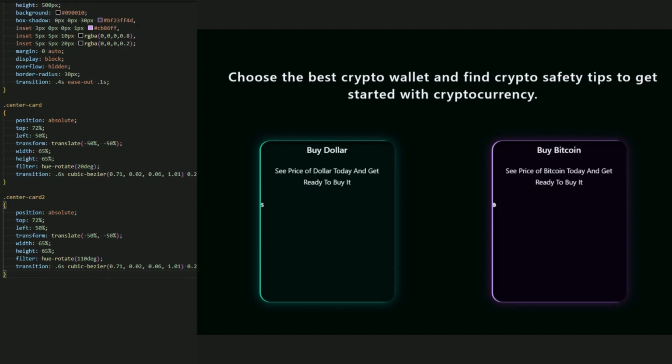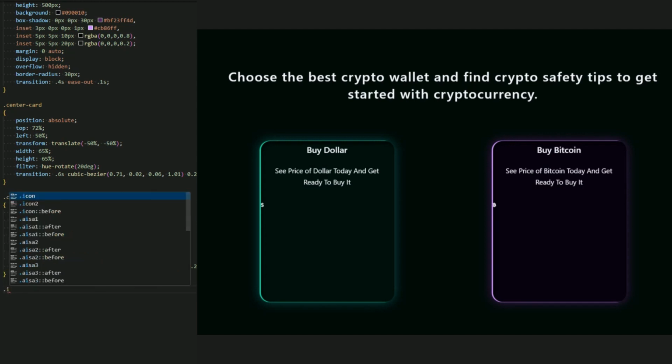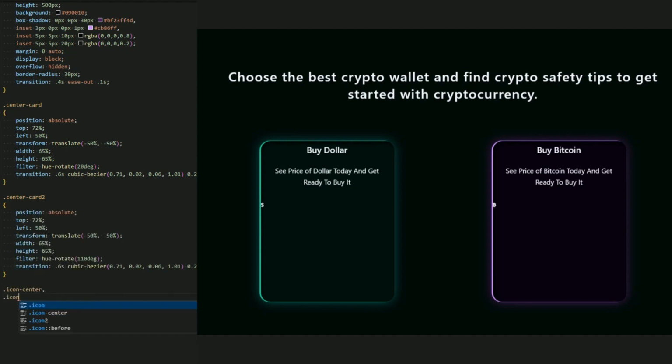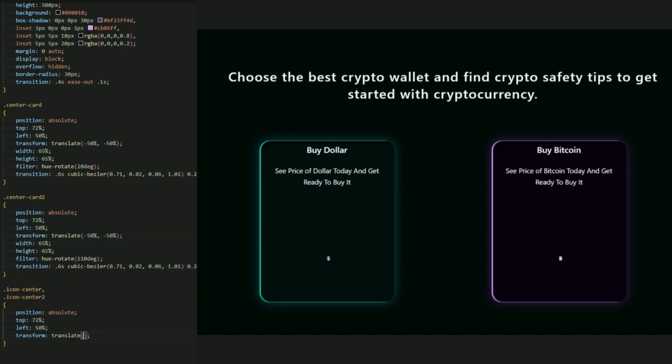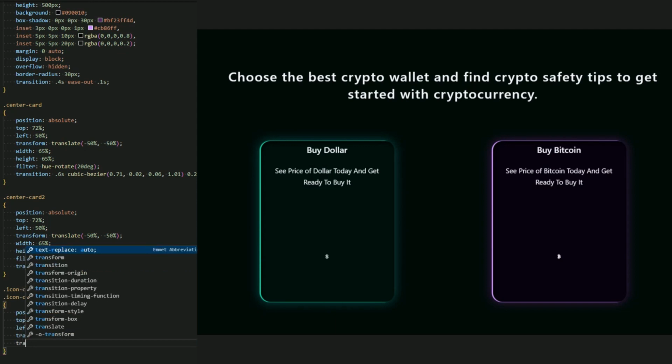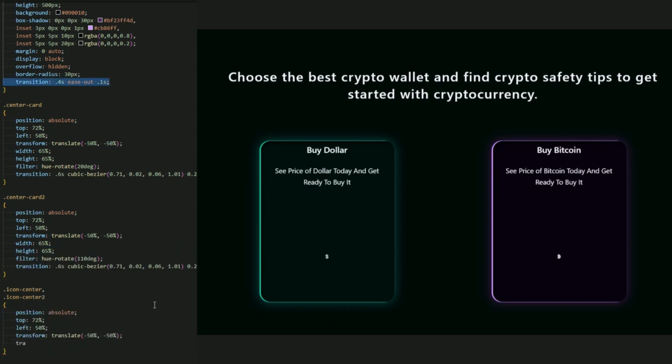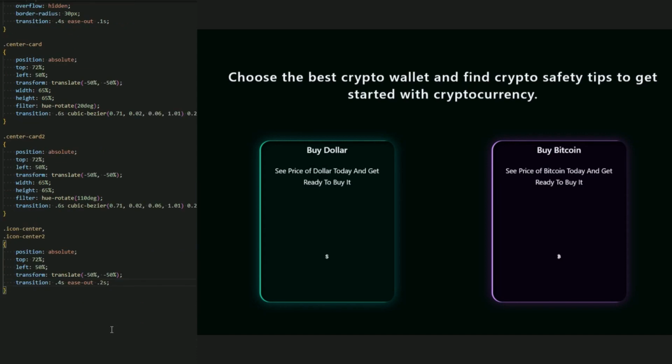So next is icon center and icon center 2. Yes, icon center 2. Set a position absolute, top 72%, left 50%, transform translate minus 50% and minus 50%. Okay, and now let me just add transition. Let me just copy this, paste it here. Okay, this is for this. Yep.